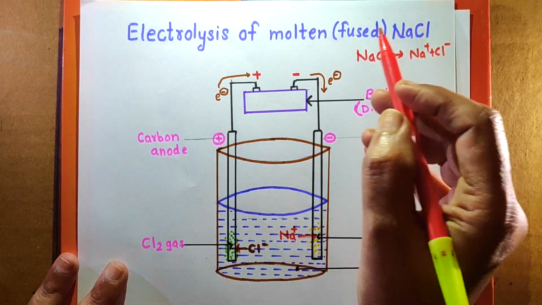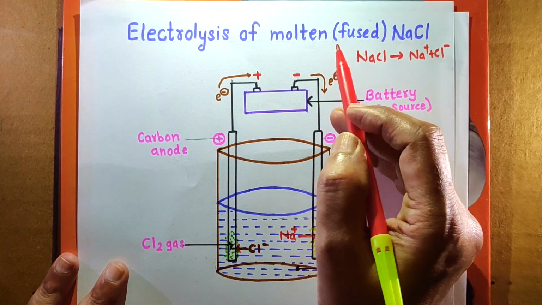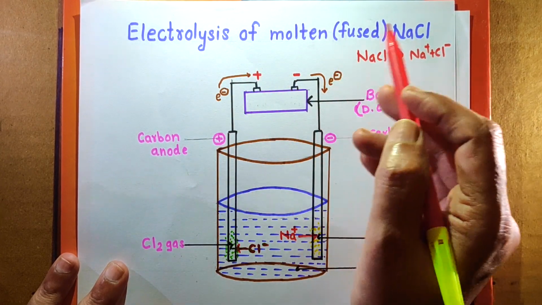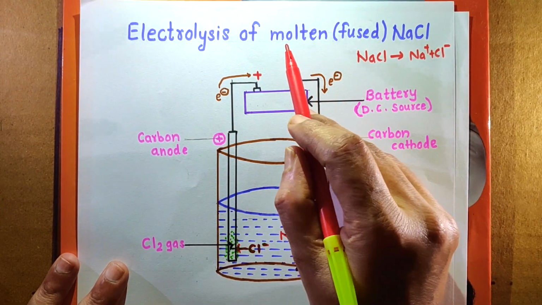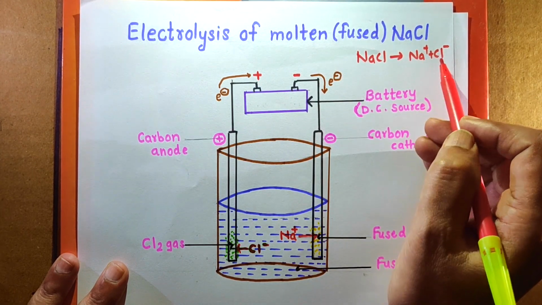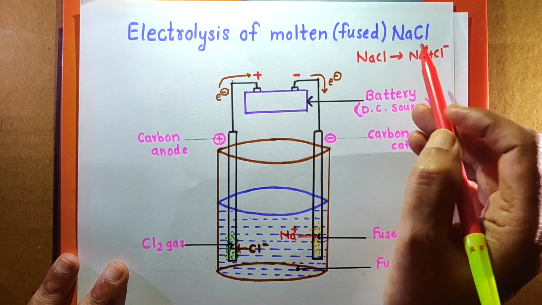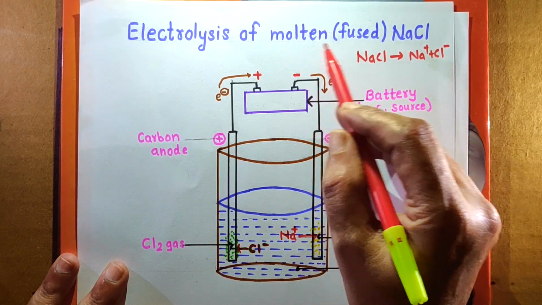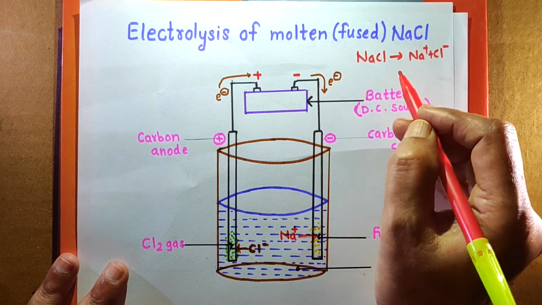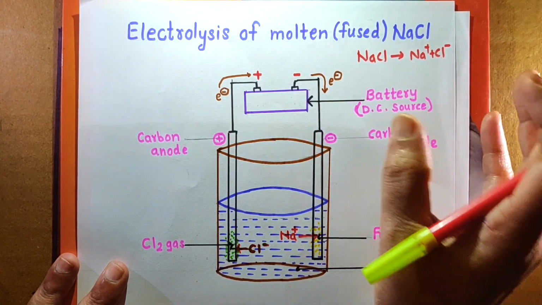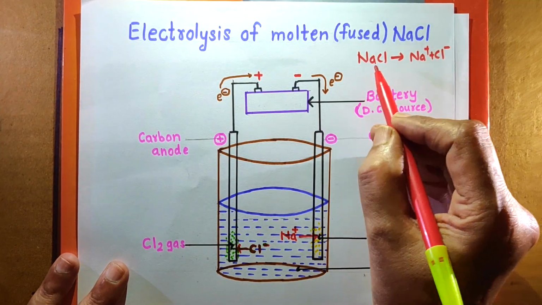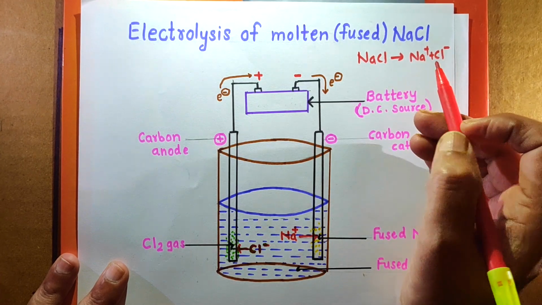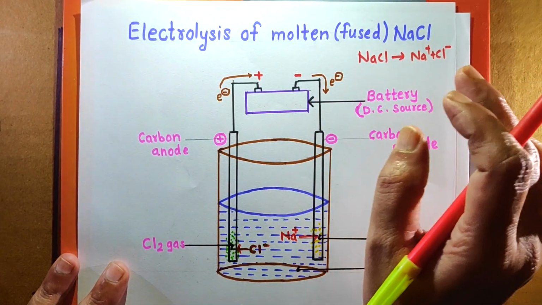Remember, there is difference between aqueous NaCl and fused NaCl. We have to study electrolysis of aqueous NaCl further. But remember, in molten NaCl, only Na+ ions and Cl- ions are there. NaCl is ionic compound, and so when it is in fused state or molten state, it contains Na+ and Cl- ions. Now, the production of sodium metal and chlorine gas from NaCl is not a spontaneous reaction.